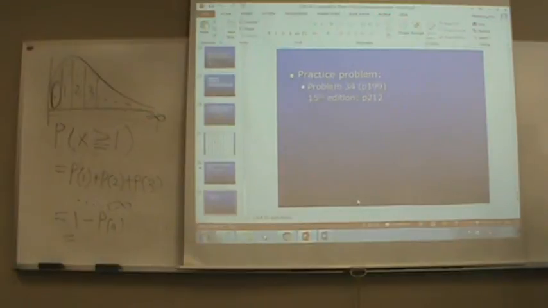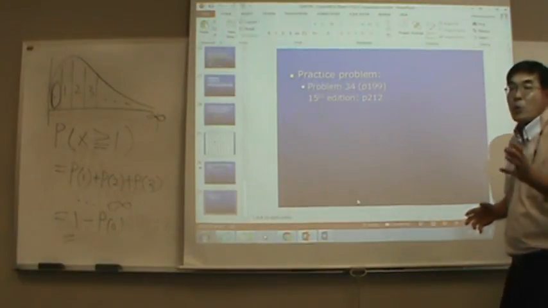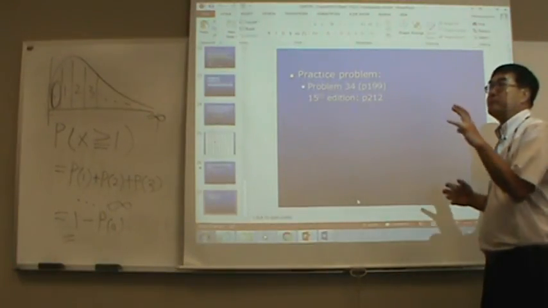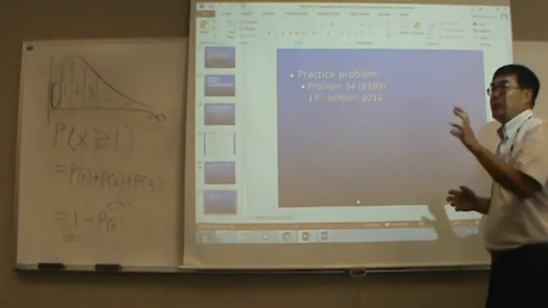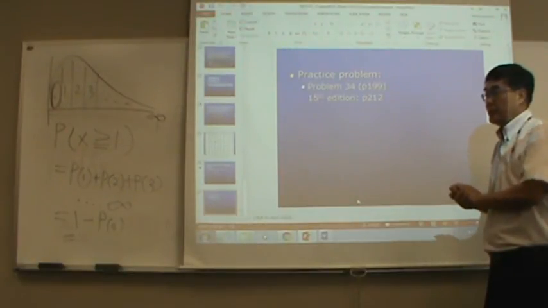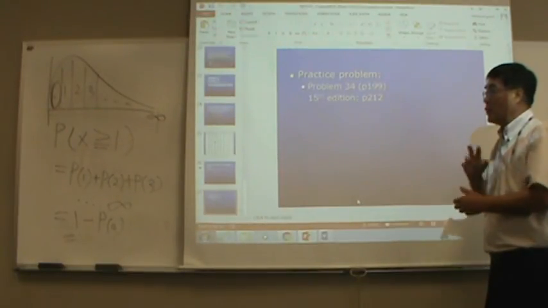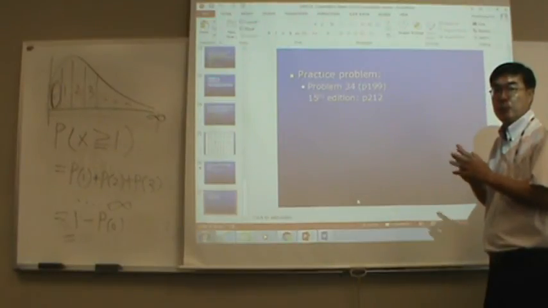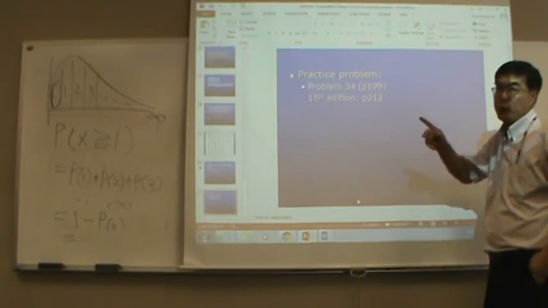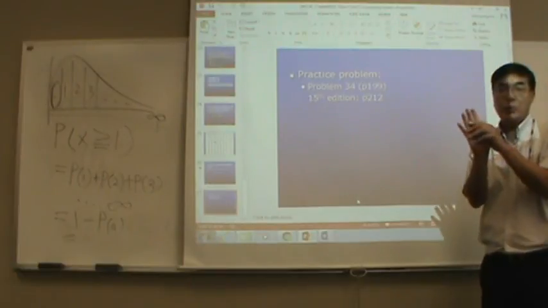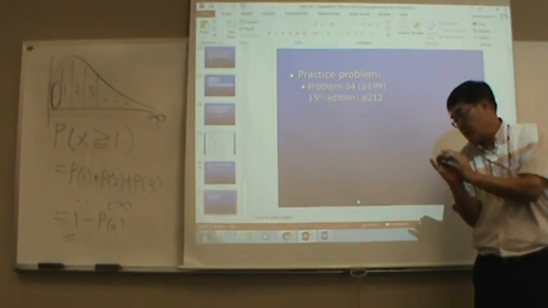Actually there are more discrete probability distributions, but our textbook provides only two, binomial and Poisson distribution.